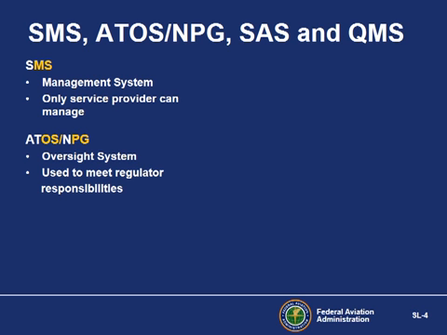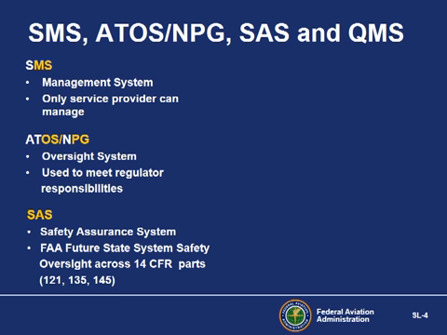Let's examine the similarities and differences between SMS, the Air Transportation Oversight System, ATOS, the Safety Assurance System, SAS, and a Quality Management System, QMS. ATOS NPG is the FAA's oversight system. ATOS uses a risk assessment process to determine the safety assurance objectives. Design assessments, SAIs, are used to determine if the operator system is designed well enough to meet regulatory requirements and handle the operator's own risk factors. Performance assessment, EPIs, are used to determine if the operator is performing well enough to meet the safety objectives designed into their system. SAS, or the Safety Assurance System, is the FAA's future state of our system-based oversight and will be expanded to include 14 CFR Parts 121, 135, and 145.